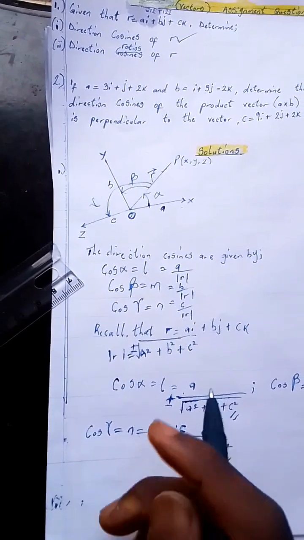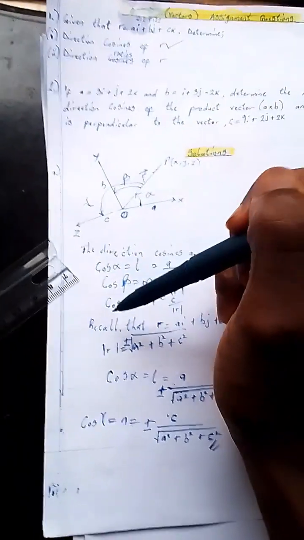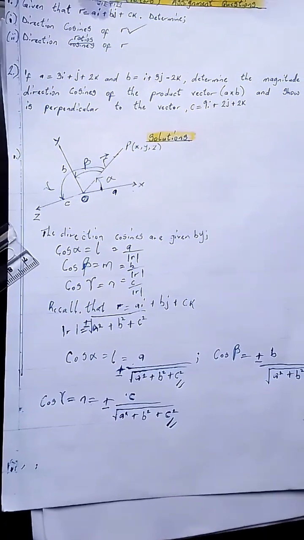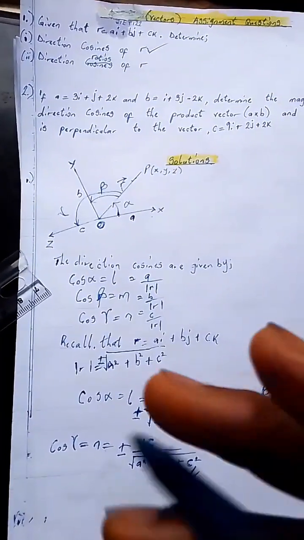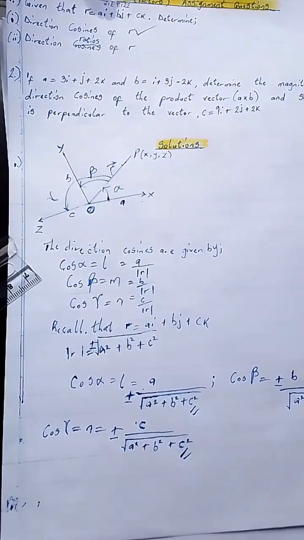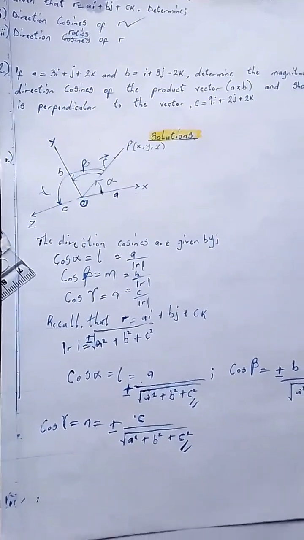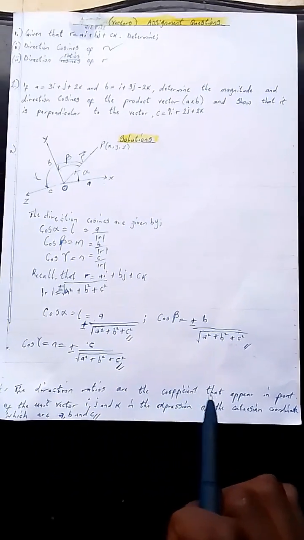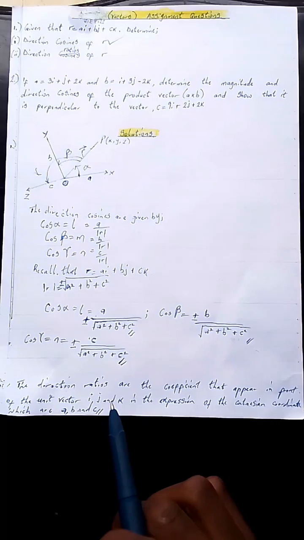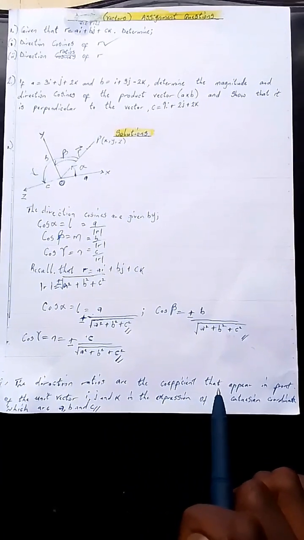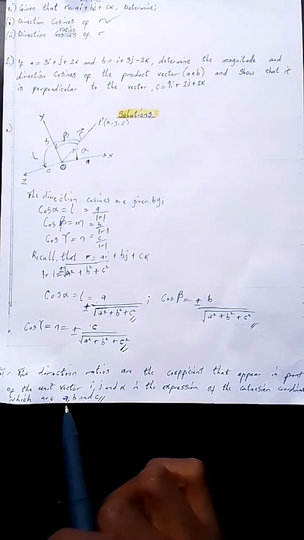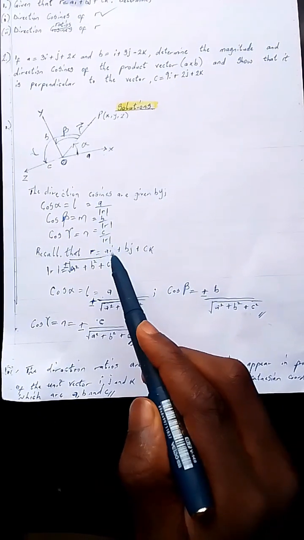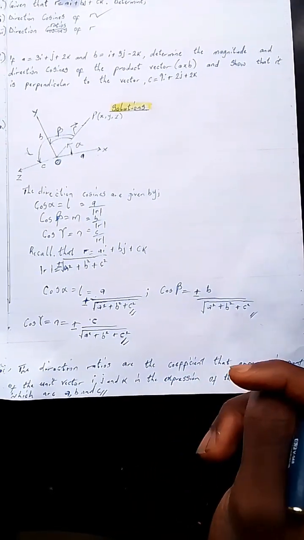Direction ratios, you have to find the direction ratios. Direction ratios are the coefficients of the unit vectors in the expression of the vector in Cartesian coordinates. So we write down as our answer that the direction ratios are the coefficients that appear in front of the unit vectors i, j, and k in the Cartesian expression, which are a, b, and c. These coefficients a, b, and c appear in front of the unit vectors.